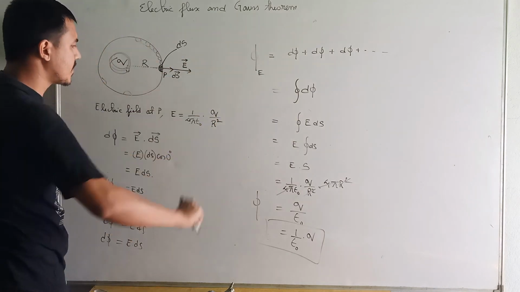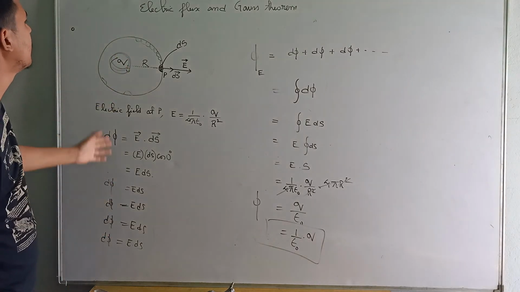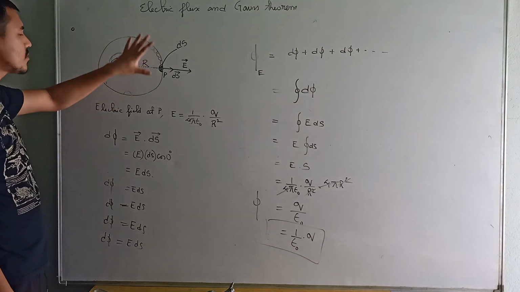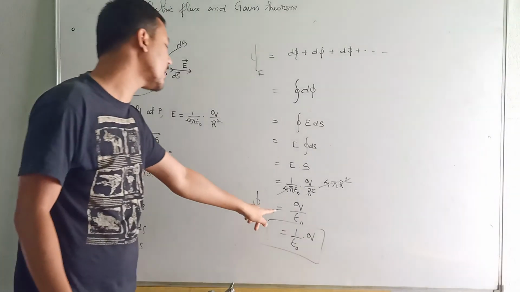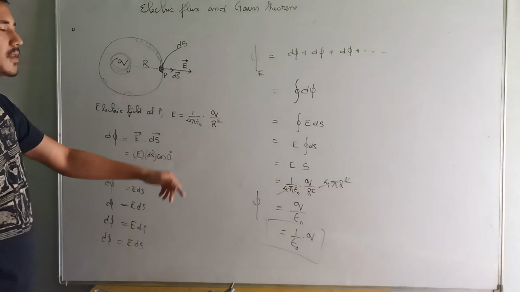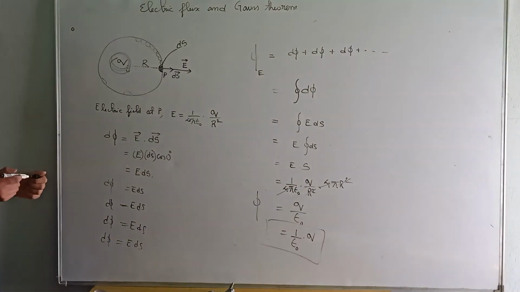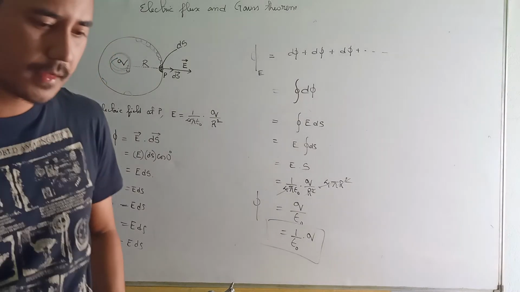So, state and prove Gauss theorem. Gauss theorem says that the total electric flux through any closed surface enclosing a charge is 1 by epsilon naught times the charge enclosed. And this is how we prove it. Can you prove it?